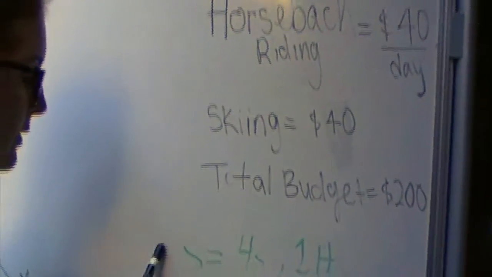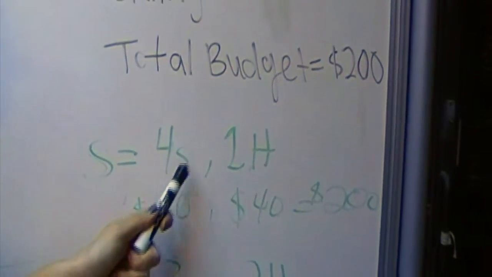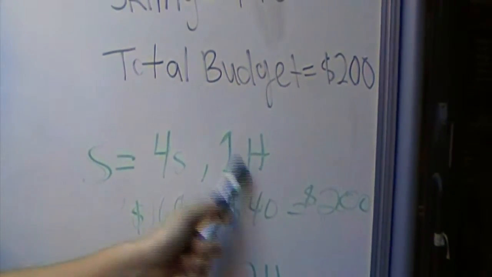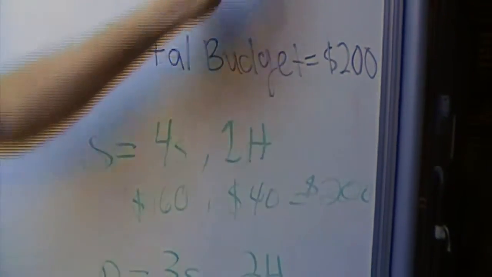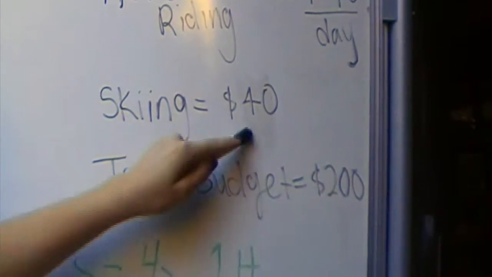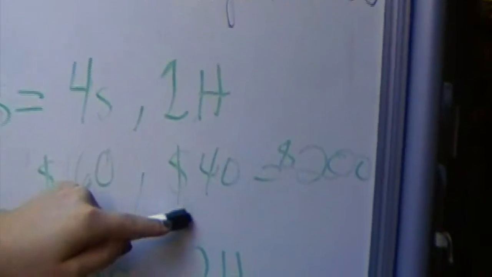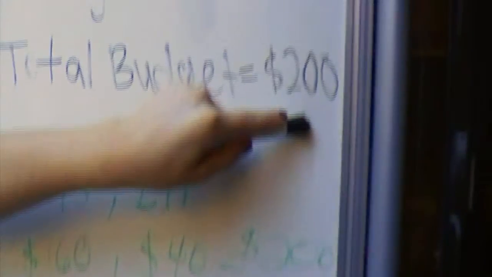Just to clarify, if you put all of this together, you can get 4 days of skiing and 1 day of horseback riding at point S. So 4 days of skiing times the price of $40 gives you $160, and 1 day of horseback riding at the price of $40 gives you $40. So 160 plus 40 equals $200, and that's your total budget.